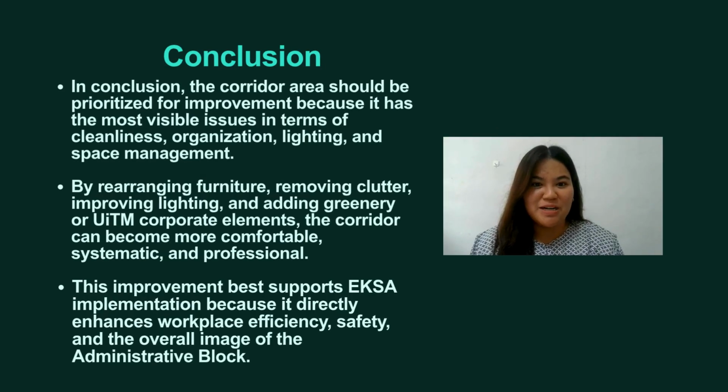So, to wrap up our presentation, we have made a conclusion that the corridor area should be prioritized for improvement because it has the most visible issues in terms of cleanliness, organization, lighting, and space management. By rearranging furniture, removing clutter, improving lighting, and adding greenery or even UiTM corporate elements, the corridor can become more comfortable, systematic, and professional.